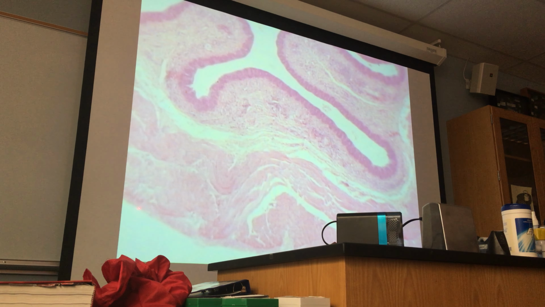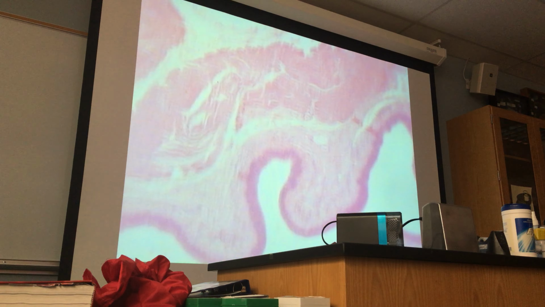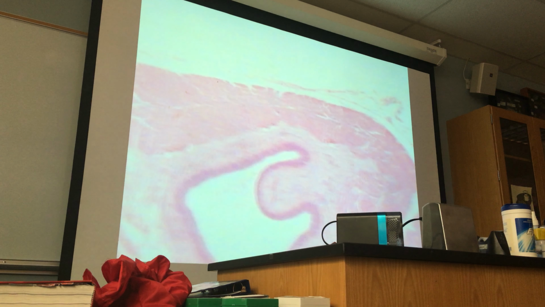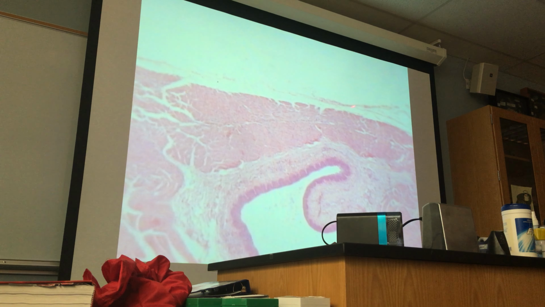adventitia. There is no epithelium. So serosa is absent. Serosa is composed of epithelium and areolar connective tissue, but here only areolar connective tissue forms adventitia. Okay? You can go all around. Here is the adventitia, longitudinal layer, circular layer. This is submucosa.